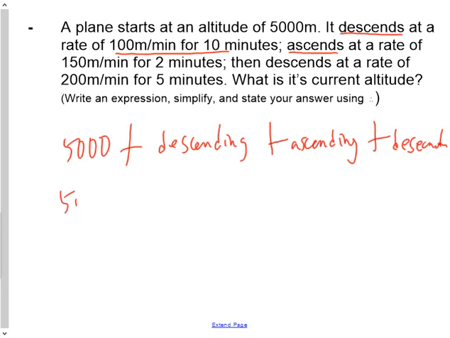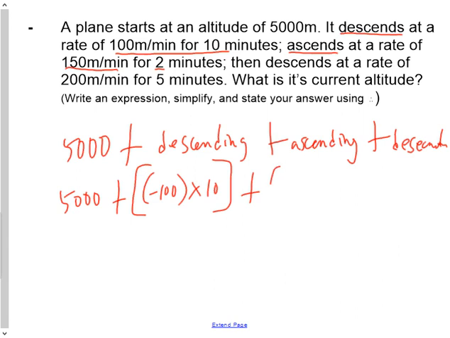So what that looks like, it descends at 100 meters a minute, so it goes down 100 meters a minute for 10 minutes. If you wanted to, you could put it in brackets if you want. That's how far it went down in the first 10 minutes. It's not a positive 100, it's a negative 100. And then it went up. It ascends at a rate of 150 meters going up for 2 minutes. So that would be a positive 150 multiplied by 2. And if you want to put square brackets around it, go ahead.